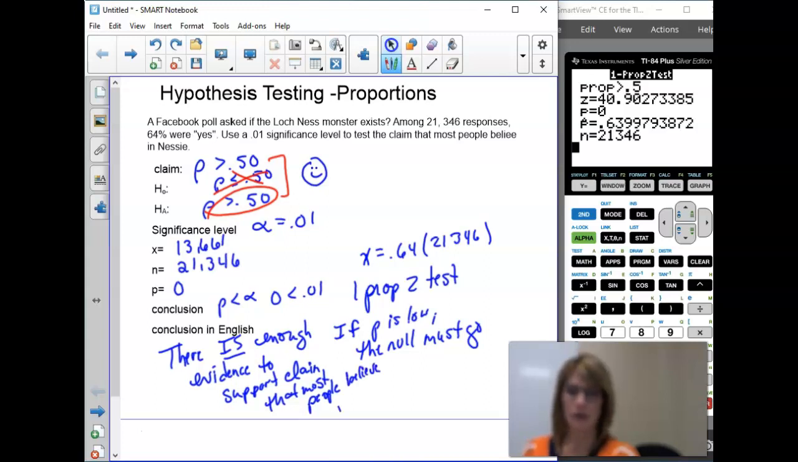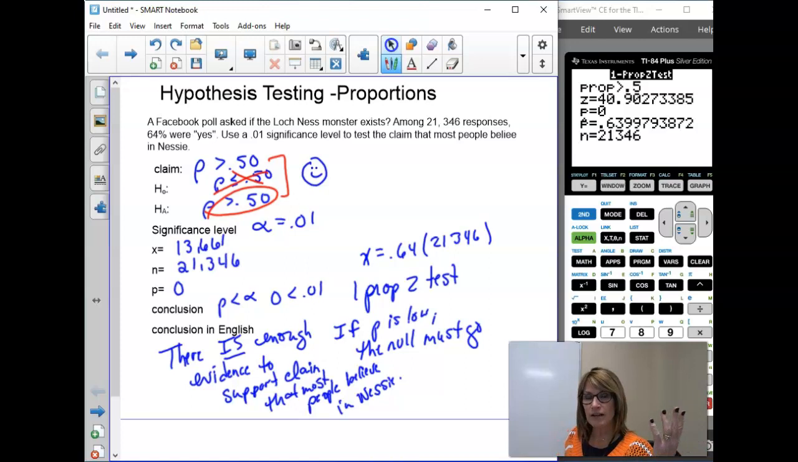But from what we know about testing and sampling, would you really believe this? It's a Facebook poll. Do you participate in Facebook polls? Probably not. So even though we did our hypothesis test correctly, our sample was probably not chosen very carefully. It was a self-selected sample, voluntary response sample, and so since it was done as a Facebook poll, I probably would not believe this. I probably would think, oh, it's just the crazy people that said, oh yeah, I'm all about the Loch Ness Monster. I'm going to answer that.